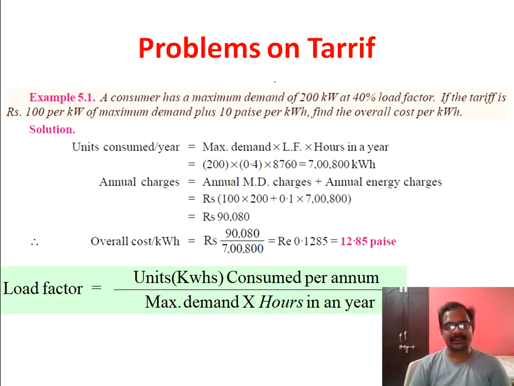How could we get it? Maximum demand into load factor into hours in a year. So maximum demand is 200 kilowatt. Load factor is 0.4 and hours are 8760. If I multiply these three, I will get 7,800 kilowatt hour.